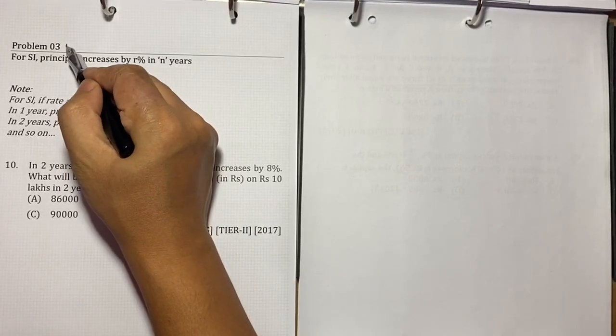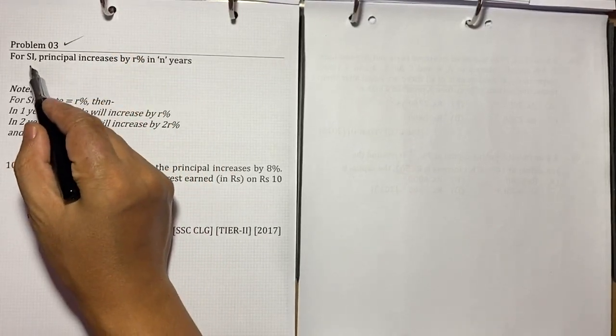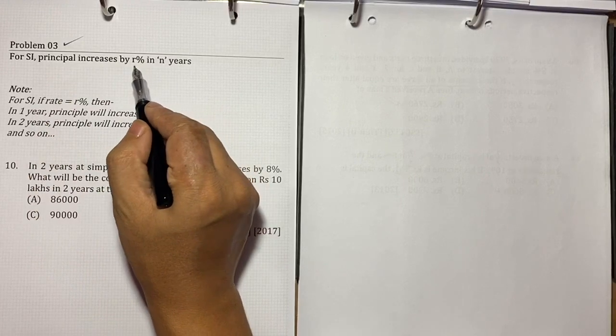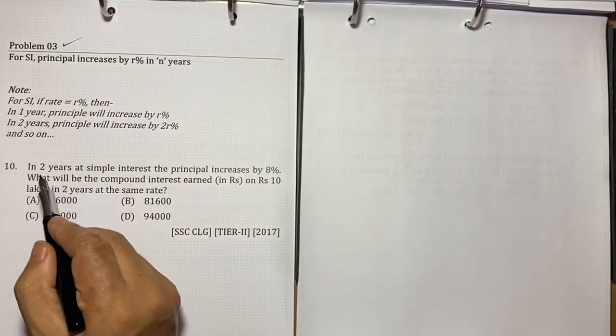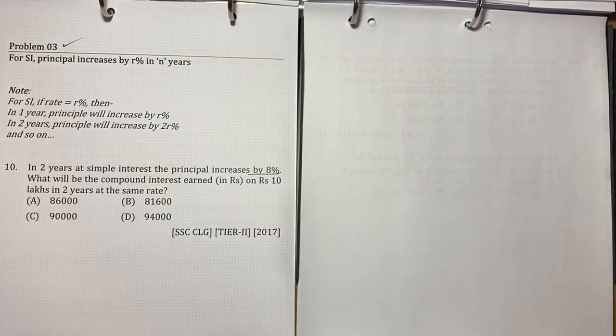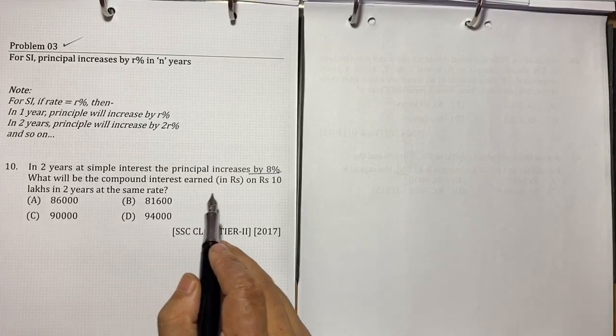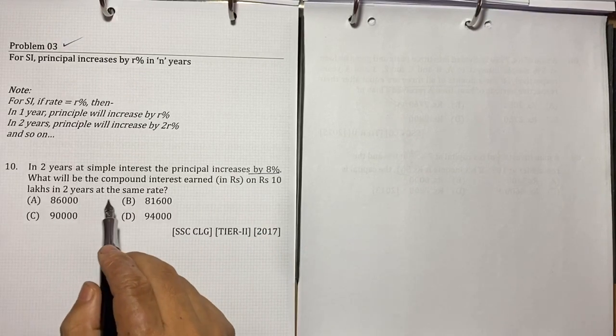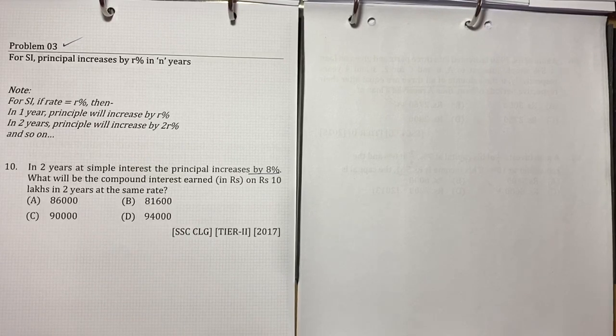Problem type 3. Question 10. Simple interest: the principal increased by R% in n years. For example, in 2 years at simple interest, the principal increased by 8%. What will be the compound interest earned on rupees 10 lakhs in 2 years at the same rate?